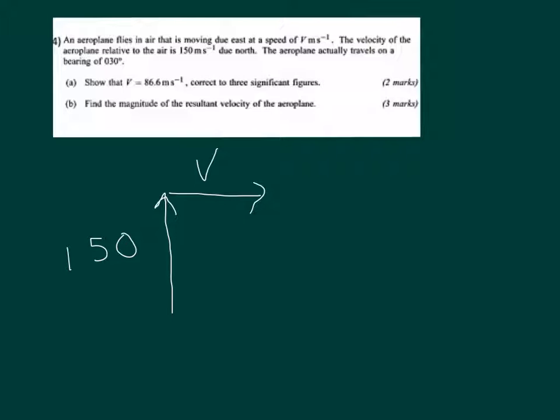The aeroplane actually travels on a bearing of 30 degrees, which makes sense if that's the resultant. So imagine you're trying to aim north, but there's this wind, this air dragging you east. Then you can see that this path here, the resultant, would make sense. You're aiming north, the wind's bringing you east, so you end up travelling in this direction. So that's on the bearing 30 degrees.